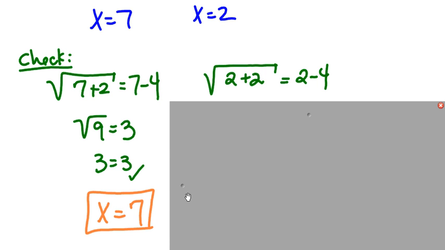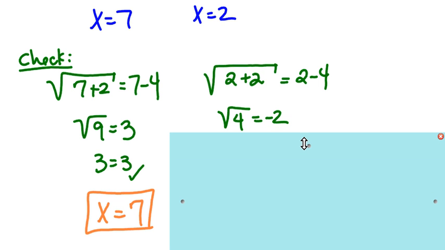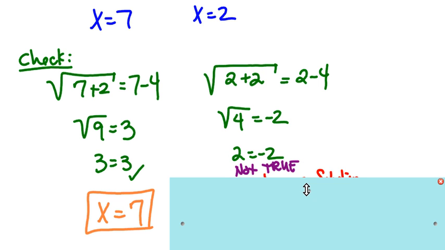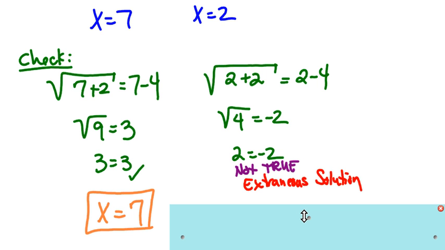Now let's check our solution of 2. Again, substituting it into each place in the equation where it occurs. Underneath our radical here, we're going to have 4, and that's going to equal -2. So we've got the square root of 4 equals -2. Well, we know the square root of 4 is 2. 2 does not equal -2. It's just showing us that it's an extraneous solution because it's not valid. So we only have one solution for this problem, which is x equals 7.